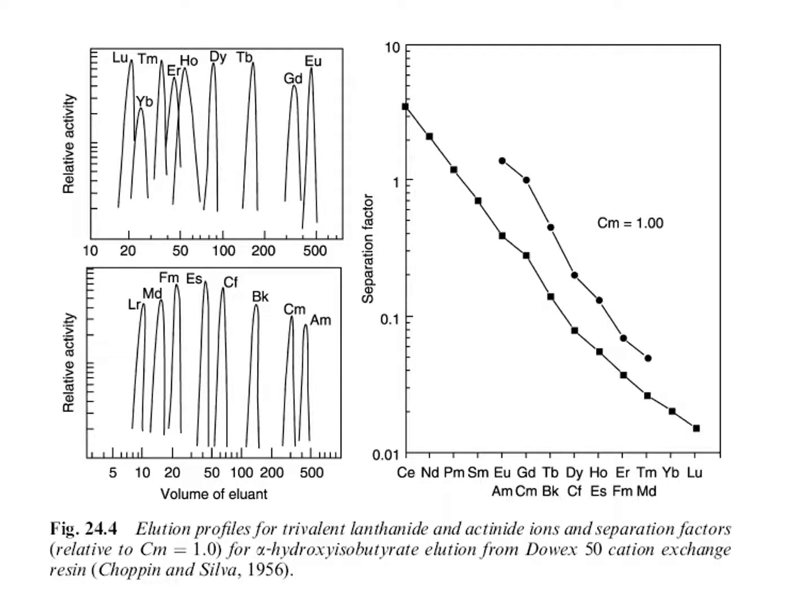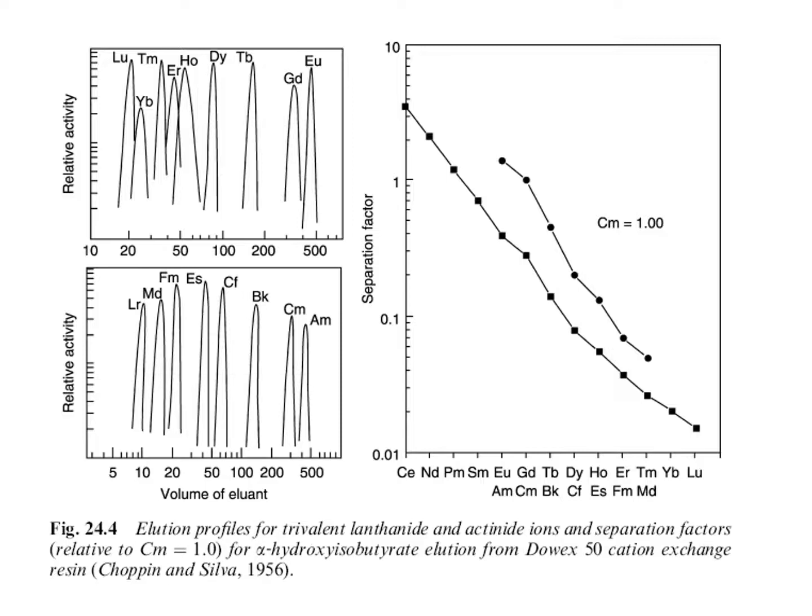Here are some elution profiles for trivalent lanthanides and actinides, with separation factors relative to curium, and this is for alpha-hydroxyisobutyrate. We discussed this in the previous lecture on solvent extraction. So the solution phase contains the ligand, and it's from a Dow X50 cation exchange resin. As we see here, for both the lanthanides and the actinides, the lighter lanthanides and lighter actinides elute last. The heavier lanthanides and heavier actinides elute first. From the actinide and lanthanide contraction, we know that these have the smaller metal ions. So the elution here is not a charge-based separation, but an ion exchange-based separation.